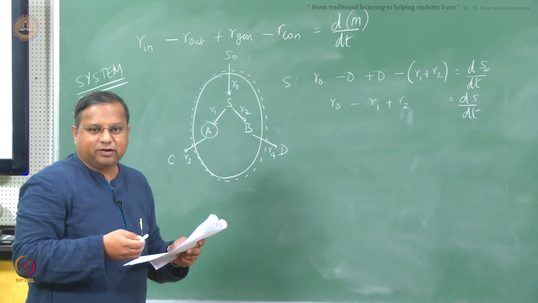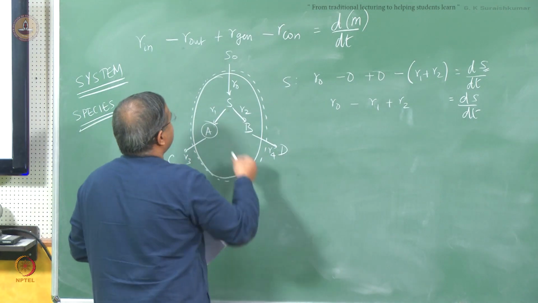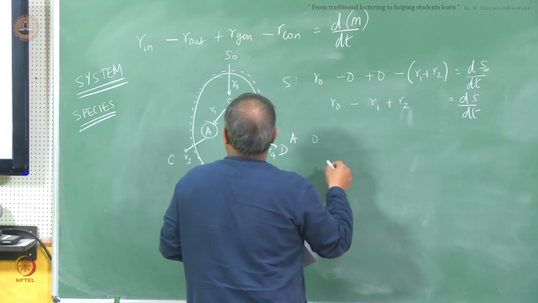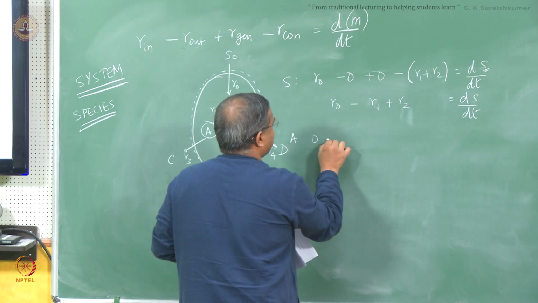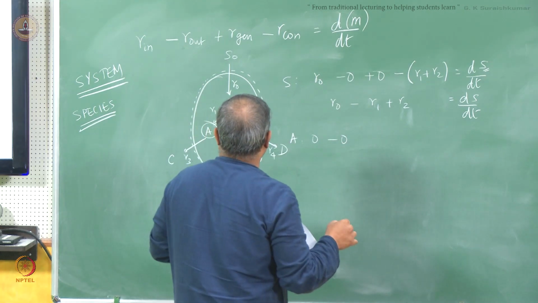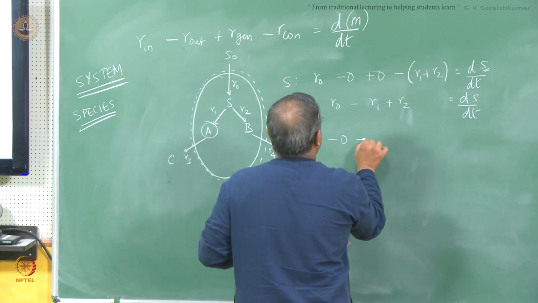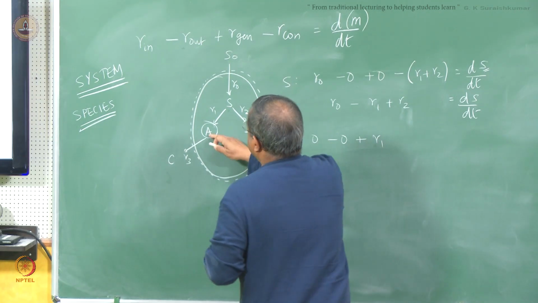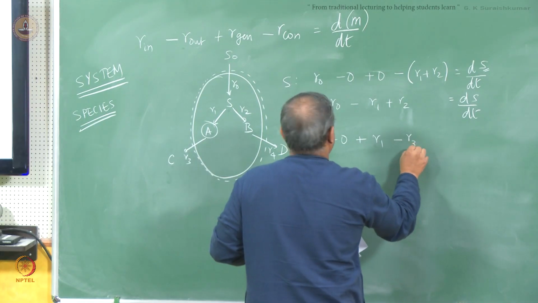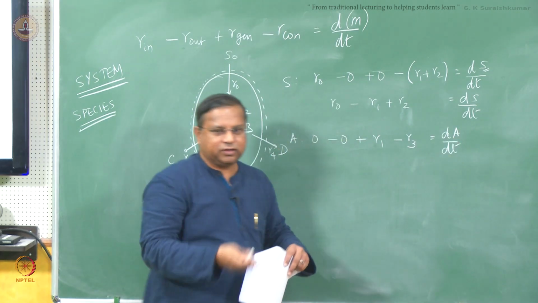Can somebody come to the board and write it, or can somebody say it? Yes. Okay. You know that there is no input of A, therefore, the input rate is 0, the output rate of A is not going out, so that is 0. The generation rate is through R1, right. Therefore, the generation rate is R1. The consumption of A is through this reaction, R3, so R1 minus R3 must equal dA/dt. Okay. You got it right.